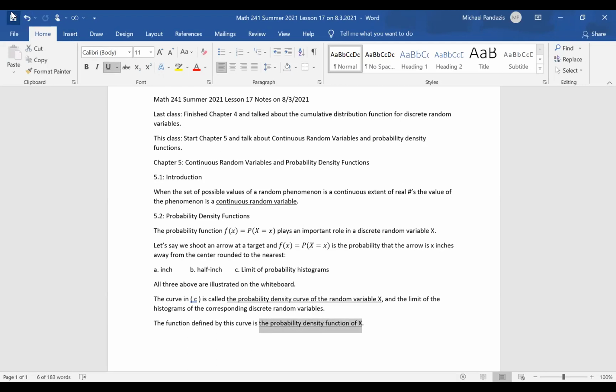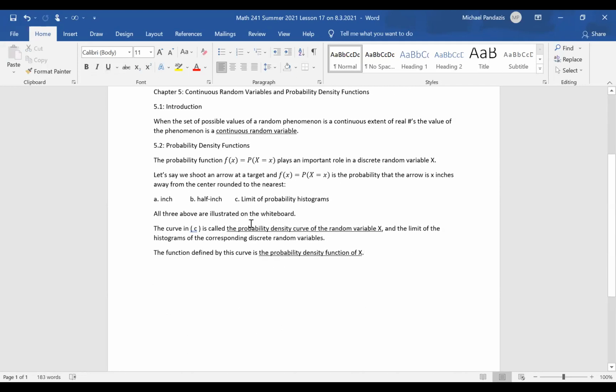Okay, I say a little bit more here, though not much. I'm just saying that the function that defines this curve, the function that would draw you this curve, is the probability density function of X. The curve is the probability density curve of X, and the function defining that curve is the probability density function.